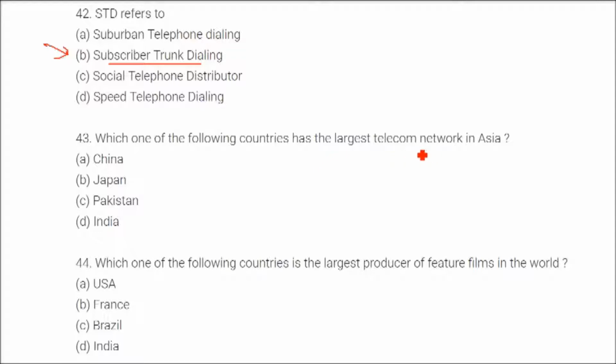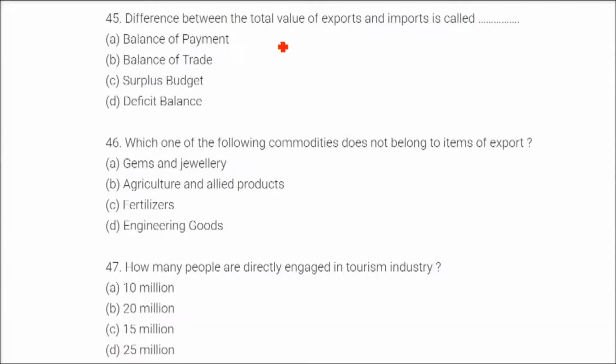Which one of the following countries has the largest telecom network in Asia? It is, of course, India. Which one of the following countries is the largest producer of feature films in the world? Again, we are first in this, India. The difference between the total value of exports and imports is called the balance of trade. Which one of the following commodities does not belong to items of export? The answer is fertilizers.